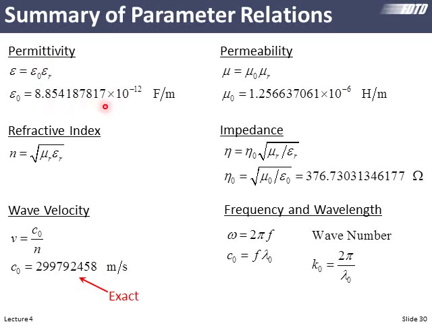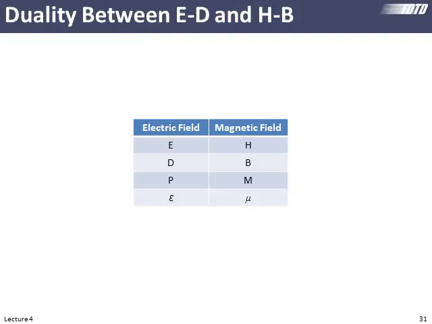And we can do the same thing with the permeability. We can write it as the free space permeability times some factor, and that's called the relative permeability. Anyway, we have refractive index, impedance, wave velocity, frequency and wavelength. And so in one slide, here's everything I think you'll need for this semester. If not, let me know, I'll add it. And we'll end the electromagnetics discussion.